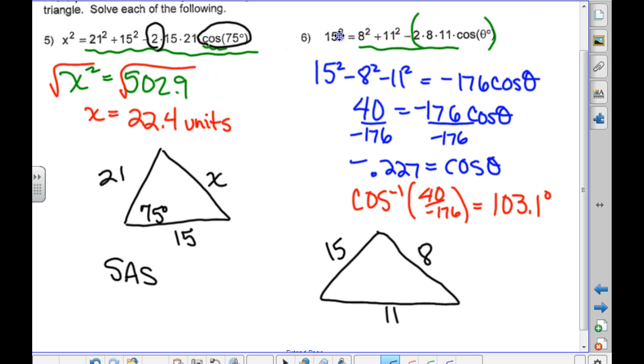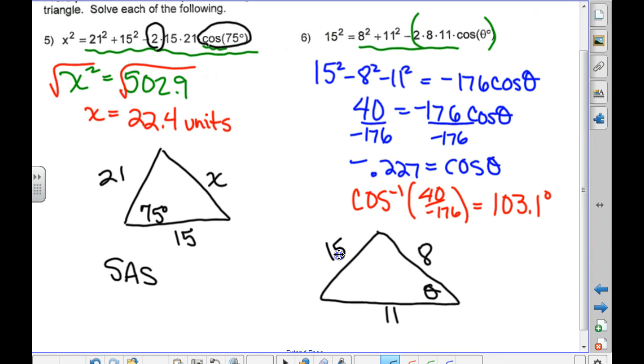The angle you've chosen to find is the one opposite of the 15. And if you generally find the largest angle first, law of cosines always works. If you're willing to do law of cosines, you can do it and get the right answer every time as long as you calculate it correctly, okay?